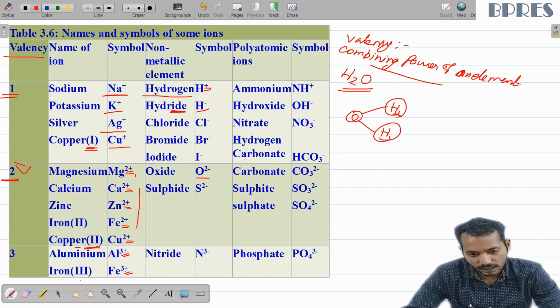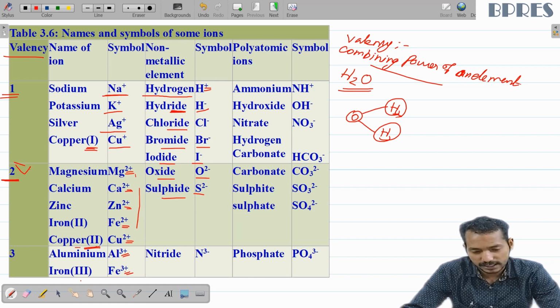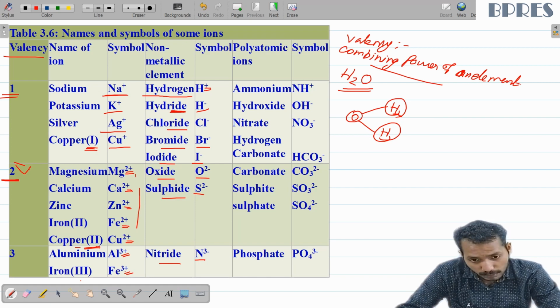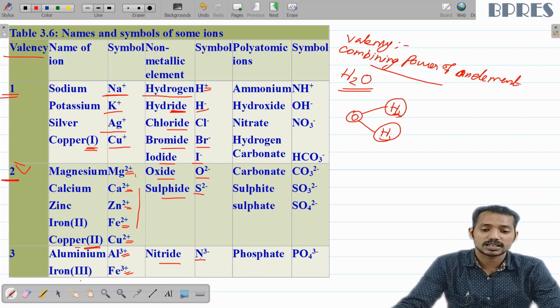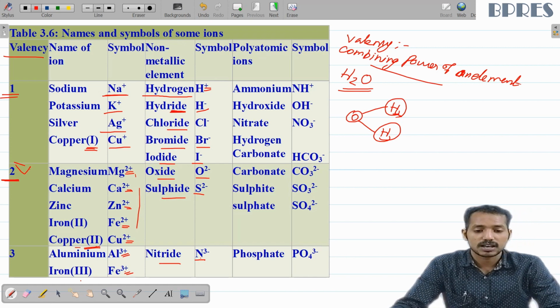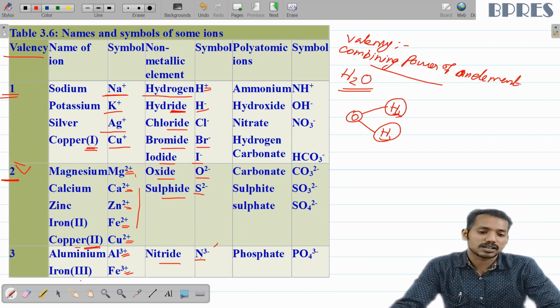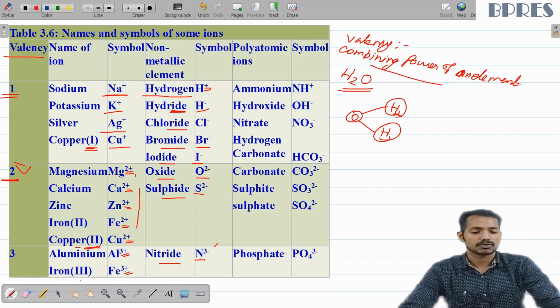In case of chlorine, chloride. In case of bromine, bromide. In case of iodine, iodide. In case of oxygen, oxide. In case of sulfur, sulfide. In case of nitrogen, nitride. They have different valency and different charges, but all these non-metals have negative charges. So generally metals possess positive charges and non-metals possess negative charges. That is the one conclusion we can get from this.